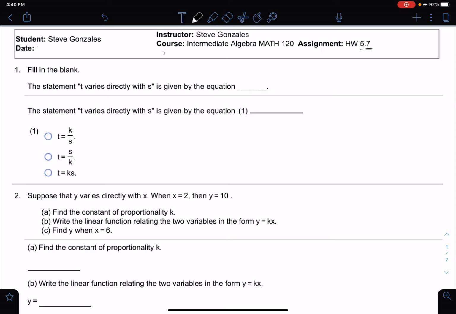And these problems of 5.7 have to do with variation problems. Variation problems have a very specific formula to use to help us out with this. We've got variables that vary directly and variables that vary indirectly. And then there's a joint variation and combination variation. But let's specifically start off with direct variation.